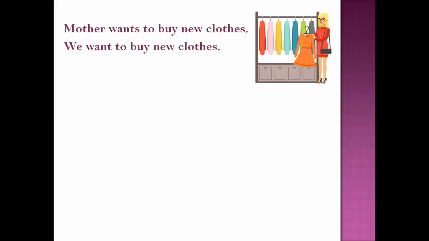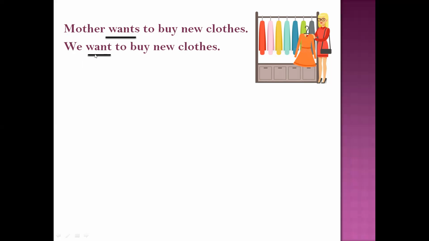Now, let's have a look at a few more examples. Mother wants to buy new clothes. And we want to buy new clothes. So what are the verbs over here? Wants and want. Here mother is singular, so we have used a singular verb. We is plural, so we have used a plural verb. So these two are finite verbs.